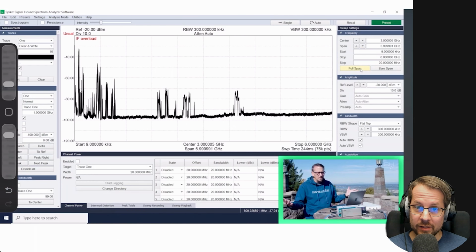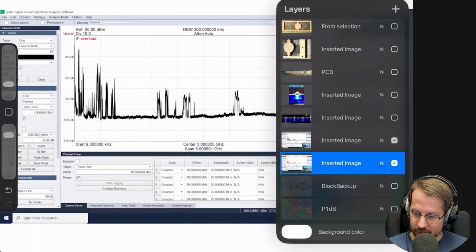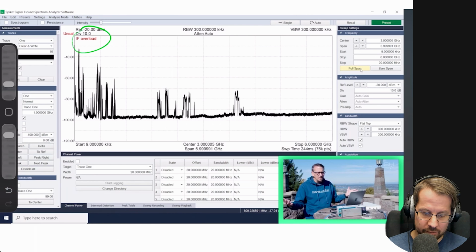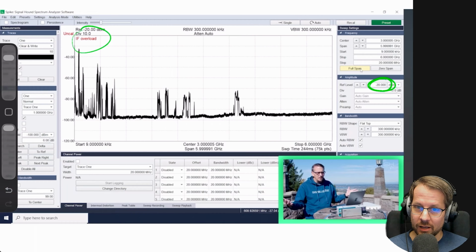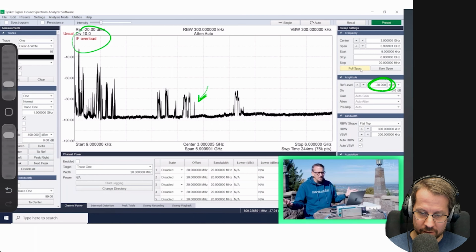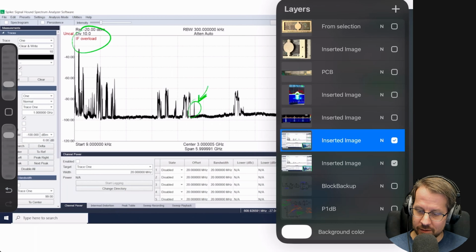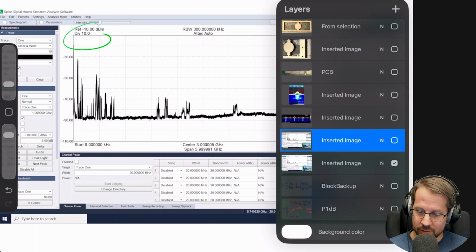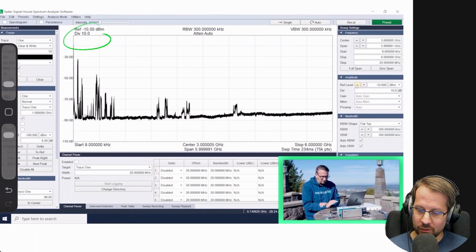So here, you can see up here, let's see if I can draw here, this one maybe. Let's say there, you can see it's running in the IF overload. His reference level is -20 dBm, and you look closely at that spike there, right? So when you see there, remove it. Now it's no overload anymore.